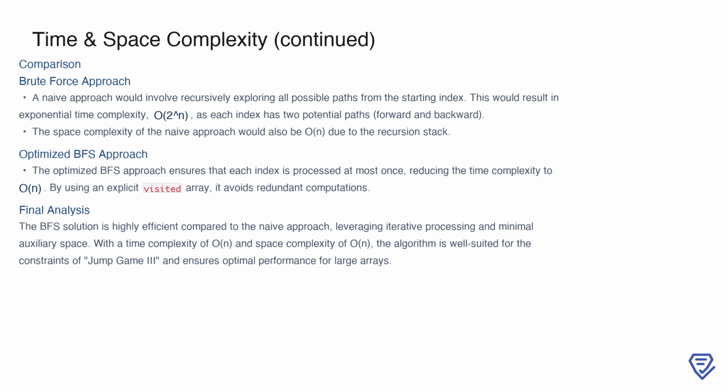Additionally, the recursion stack in the brute force approach would require O(n) space. On the other hand, the optimized BFS solution ensures that each index is processed at most once, reducing the time complexity to O(n). By using the visited array, it avoids redundant computations and ensures efficient traversal. The BFS approach also maintains a space complexity of O(n), primarily due to the visited array and the queue.